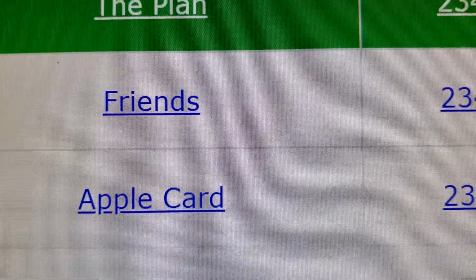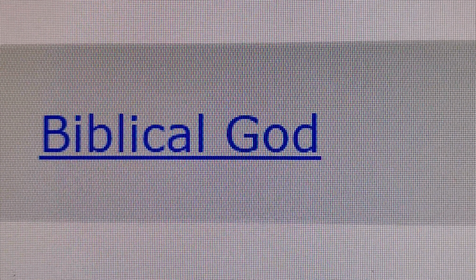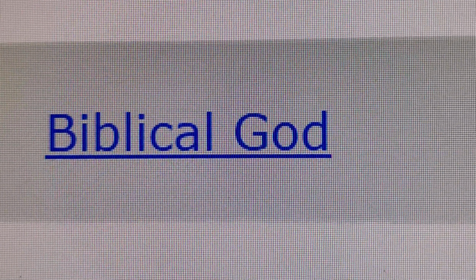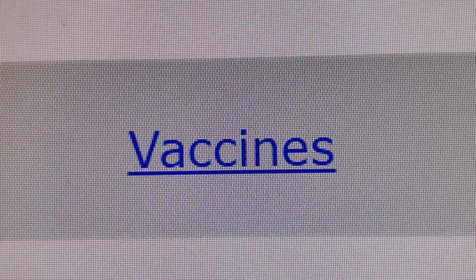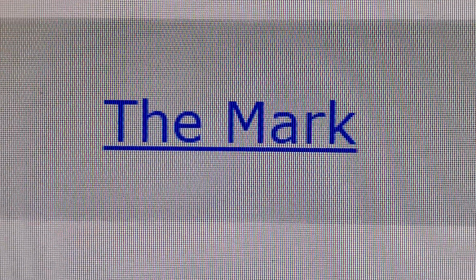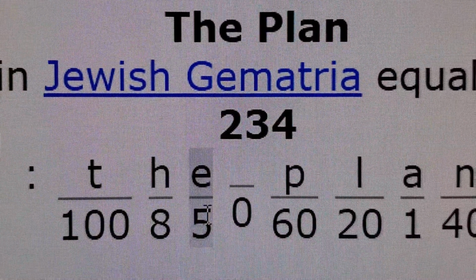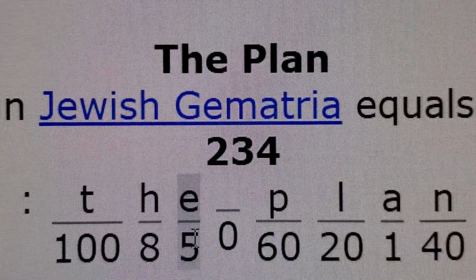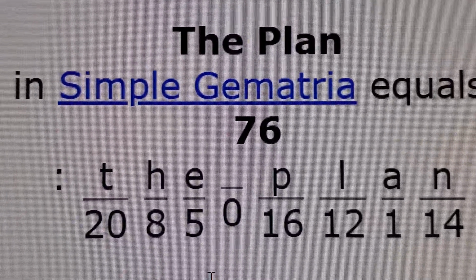You've got friends, so that's nice. Apple card, the mark. And you have the word biblical God as well. It's the simple gematria of the number 76, which is the same simple number as the plan. Vaccine is also the same number as the plan. It's 76. T-Mobile is also the plan. It's got the number 76. And the mark is also the same numerical value as the plan. See, so the plan, the numbers are 234, 456, and 76.